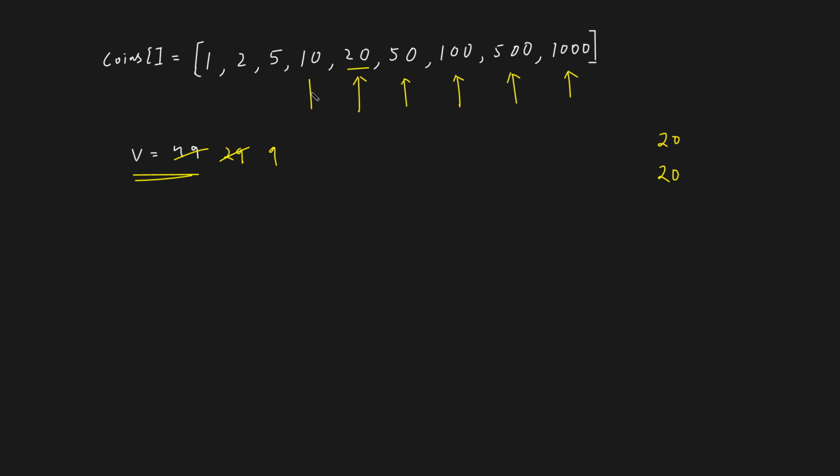So we move forward and we reach 10. Can we use a 10 rupee denomination? The answer will be no. So again we move back. Can we use a 5 rupee denomination? Yes, we can use a 5 rupee denomination. So we will use that 5 rupee denomination and take away 5 from 9. We will be left with 4. Right after this, we check if the 5 rupee denomination can be used again, and we see that it cannot be used again.